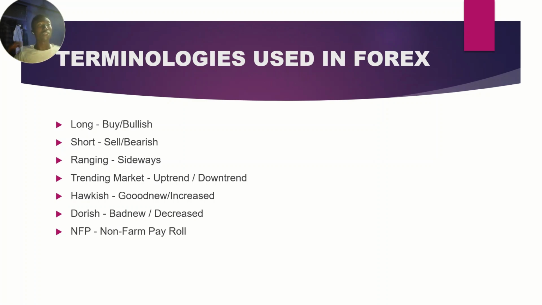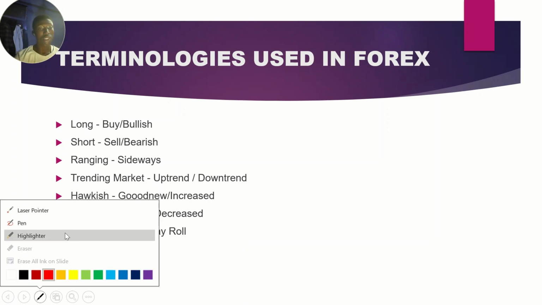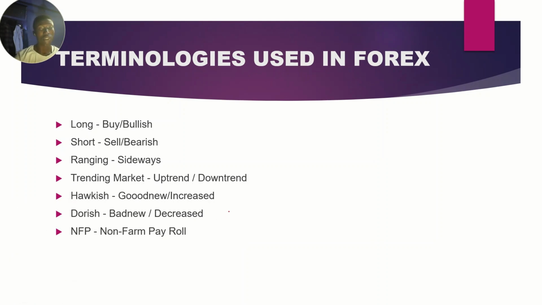Now let's move to the ranging market. A ranging market means the market is moving sideways. When we talk about sideways, let me show you. I need some pointer here. Give me a pencil. Sideways.